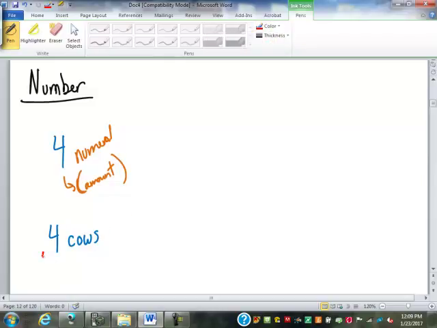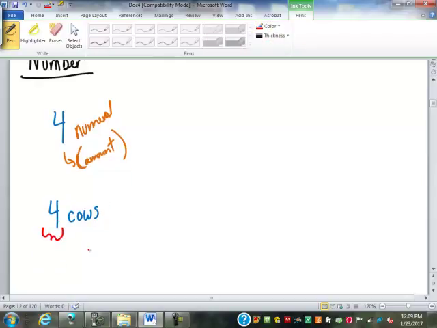So now I have the amount, the 4, which I'm going to refer to as the count. It tells us how many. And then what it is we have 4 of, the cows, which I'm going to refer to as the name. So I know not only how many, but I know of what at this point.